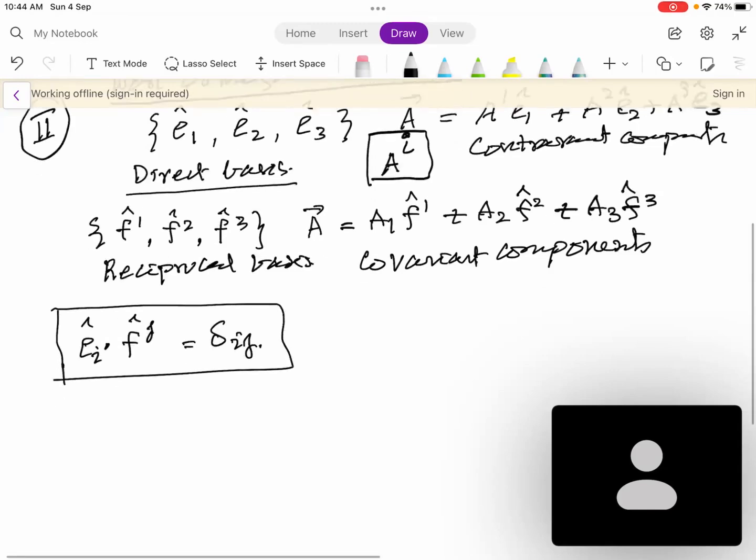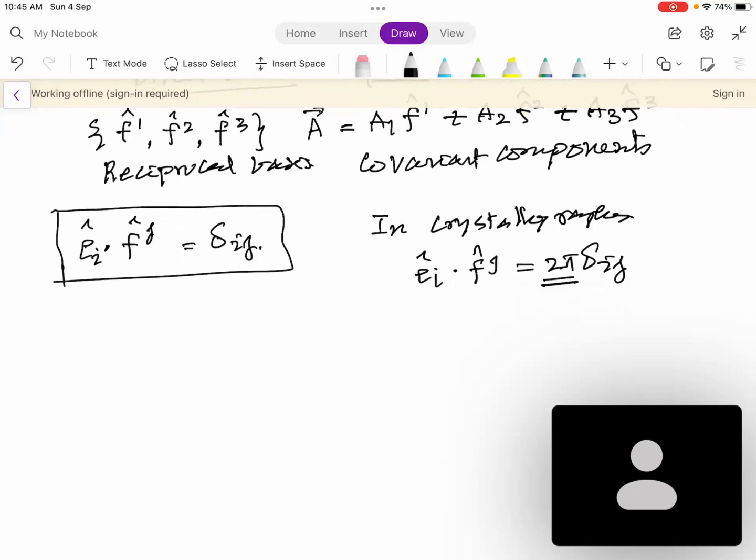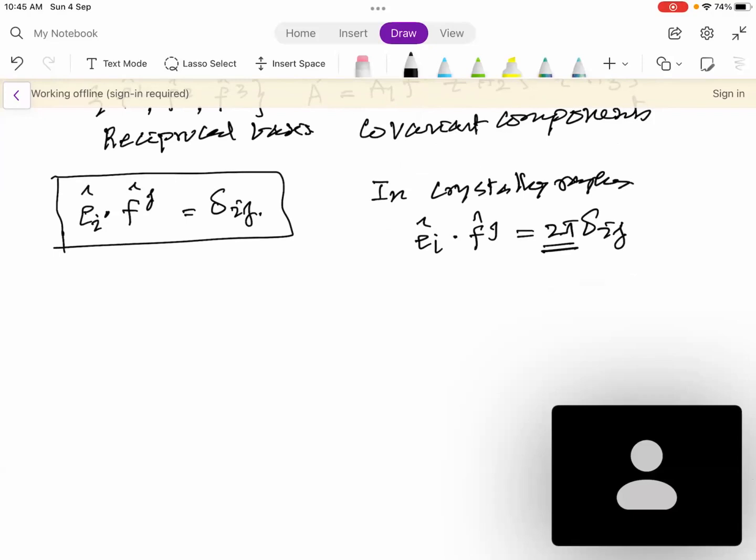Okay, in the last class, I told you that in crystallography, you define this E_i dot F_j as 2 pi times delta_ij. This factor 2 pi is specific to the crystal structure analysis, the direct lattice or reciprocal lattice that we define there. Now, as I told you, it is possible to go from direct to reciprocal basis. For example, let's say I want to write F1 cap in terms of E1. How do I write it?